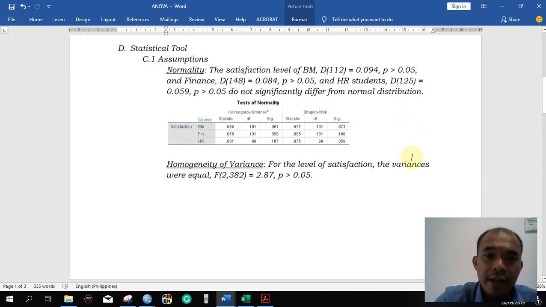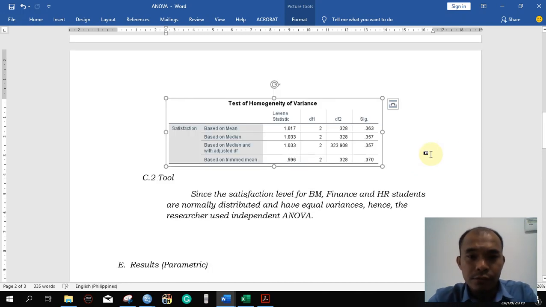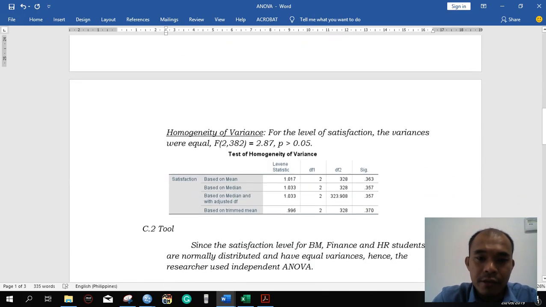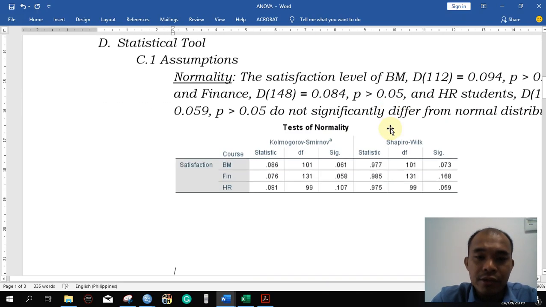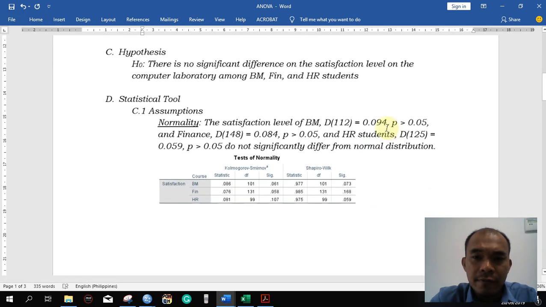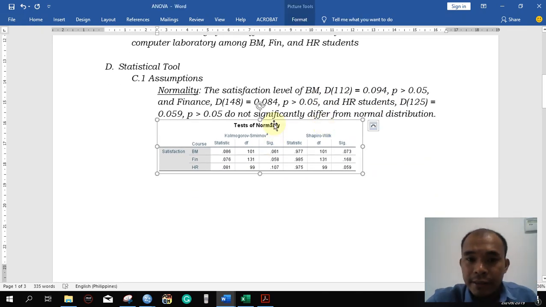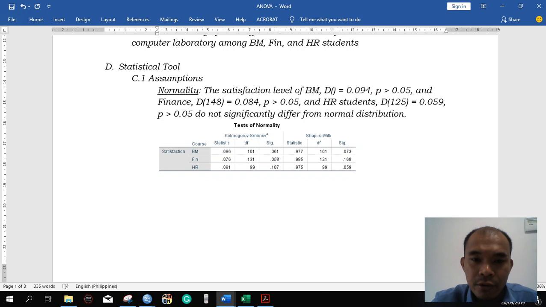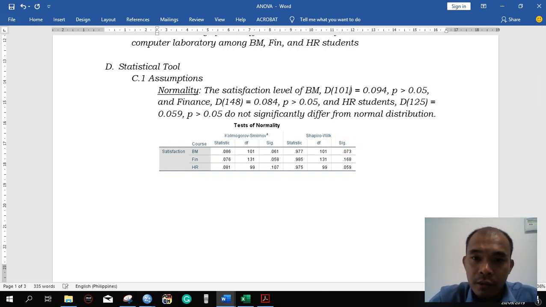Okay, so in this case, we can move to the homogeneity of variance on the next page. We can now change the discussion here. Based on this result, for the satisfaction level of BM, this is the Kolmogorov-Smirnov parameter, D, and this one is the degrees of freedom, 101.